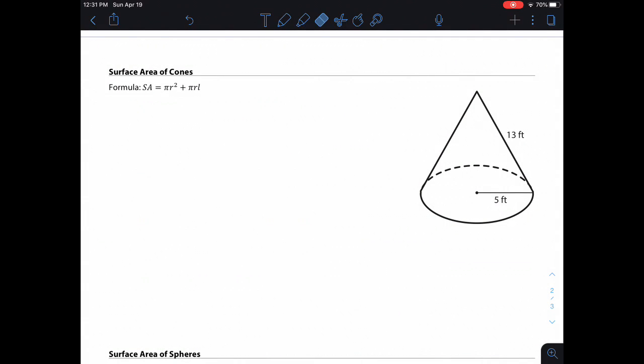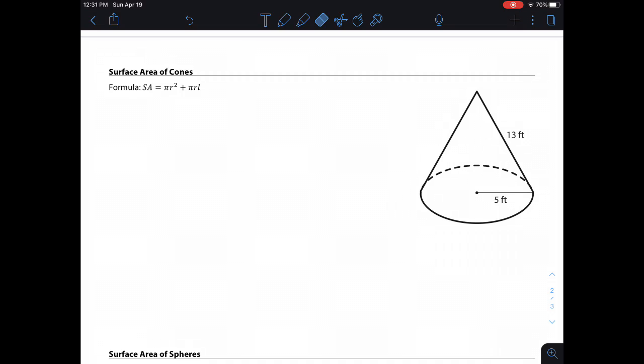All right, I'm back. I promise you this is the second to last shape that we have to find the surface area of. And it's called a cone. And if you flip this cone over and put ice cream in it, that's really yummy. All right, so a cone.